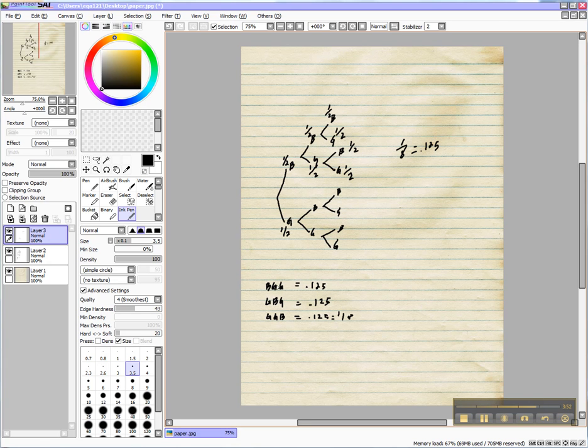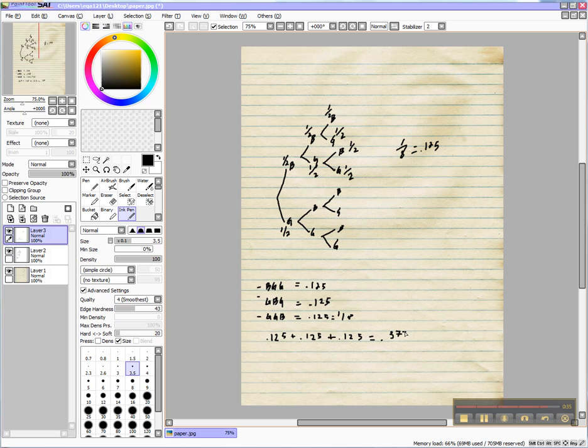But altogether, because you have 3 different arrangements, you're going to add the 3 different arrangements. So you're going to go 0.125 plus 0.125 plus 0.125. And this is the probability that you have exactly 2 girls when you try to make 3 children. And what is that? 0.125 times 3, that is 0.375.